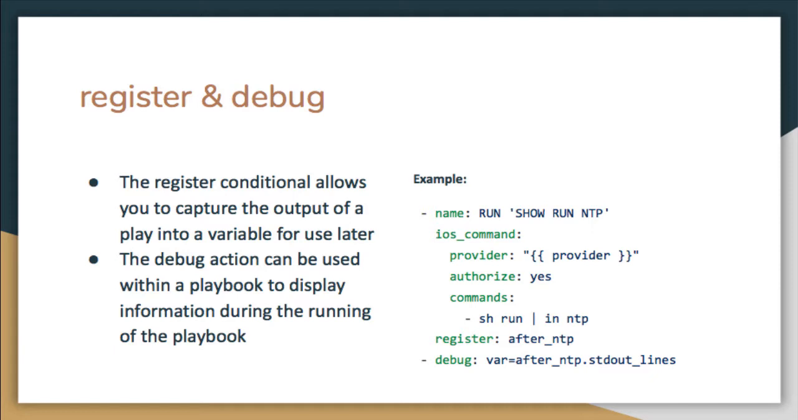When I'm running the playbook, maybe I'm in my playbook design mode or I'm learning and I want to see exactly what it's sending back. I can do a debug inside the playbook and say the variable that I actually want to print out and show is after NTP and the standard output lines.